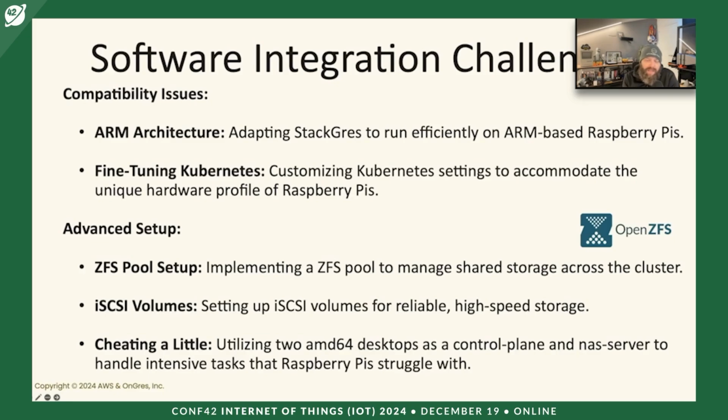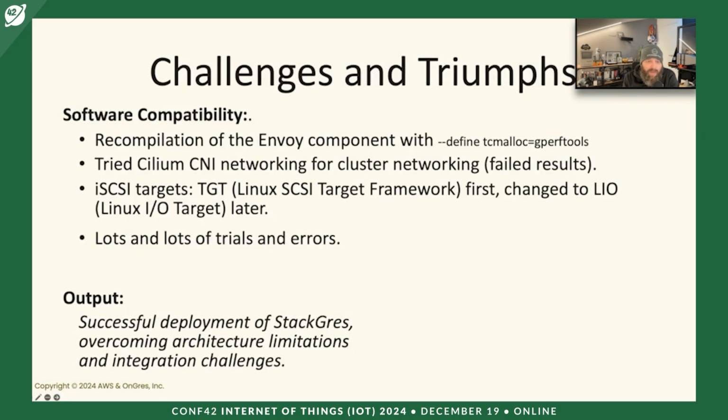We also improved the storage, so we implemented a ZFS pool for shared management and configuration of the iSCSI volumes for reliable and high-speed access. Due to the Raspberry Pi limitations, we offloaded intensive tasks like the Kubernetes control plane and the NAS server to the two AMD64 desktops that we just showed before. It was a way to ensure that the cluster remained functional and at least a bit performant.